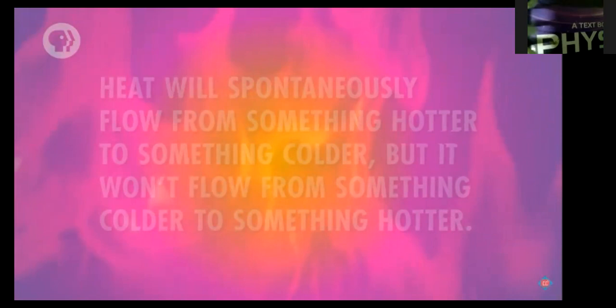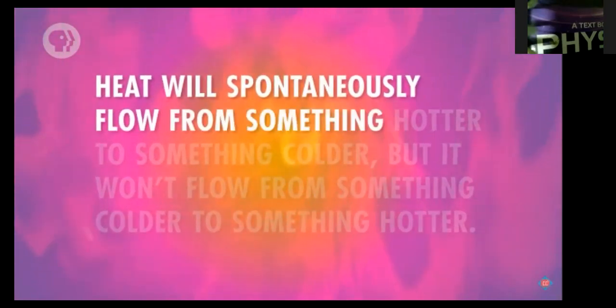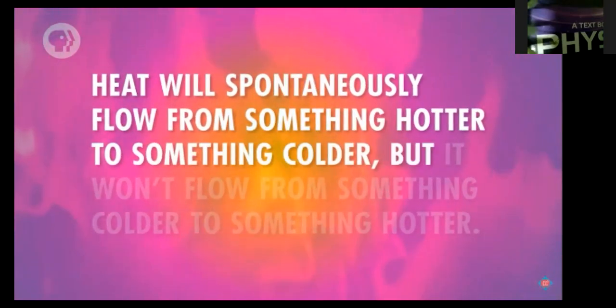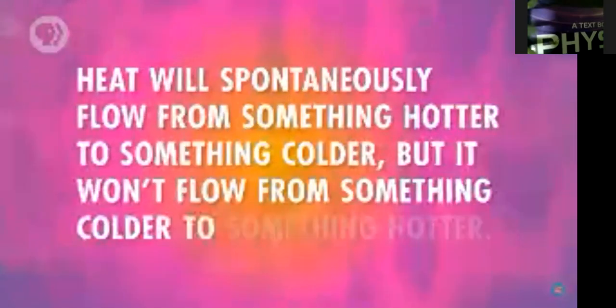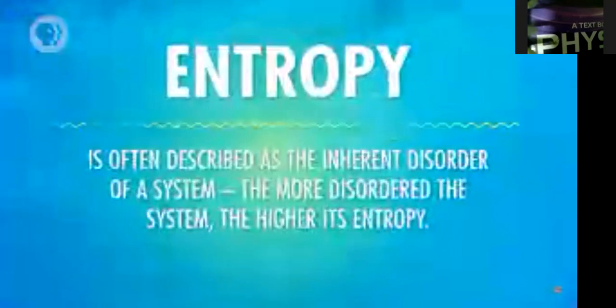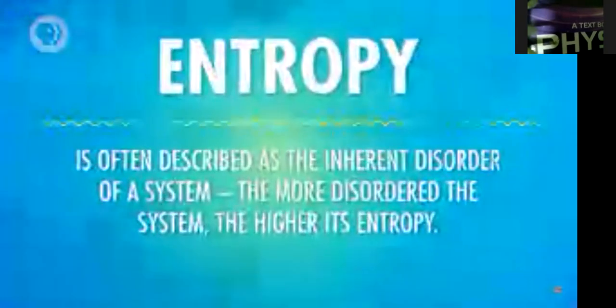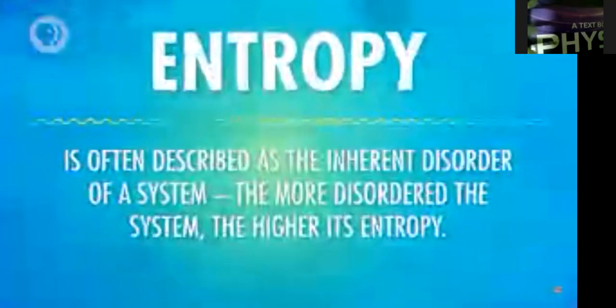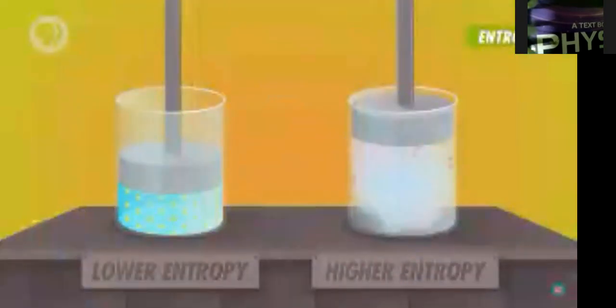There's also the second law, which says that heat will spontaneously flow from something hotter to something colder, but it won't flow from something colder to something hotter. And that's because of this thing called entropy. Entropy is often described as the inherent disorder of a system. The more disordered the system, the higher its entropy. So a gas, for example, with all its molecules randomly bouncing around, has a higher entropy than a solid with its molecules neatly arranged. And a more general way to state the second law of thermodynamics is that in real life, entropy can only increase overall.